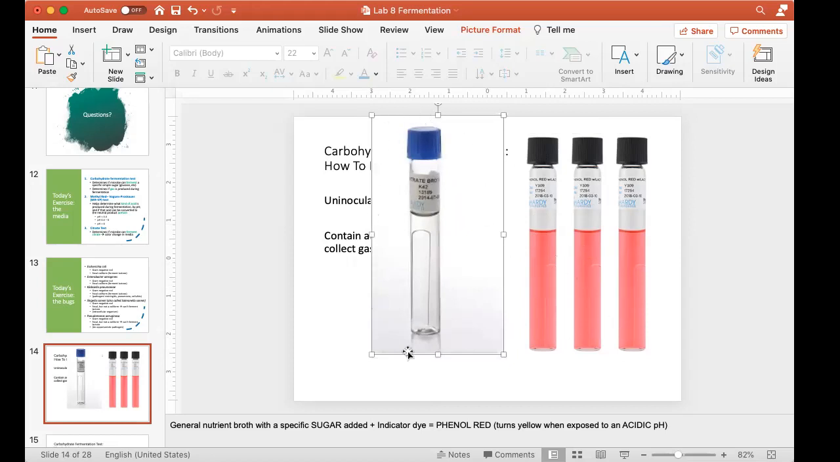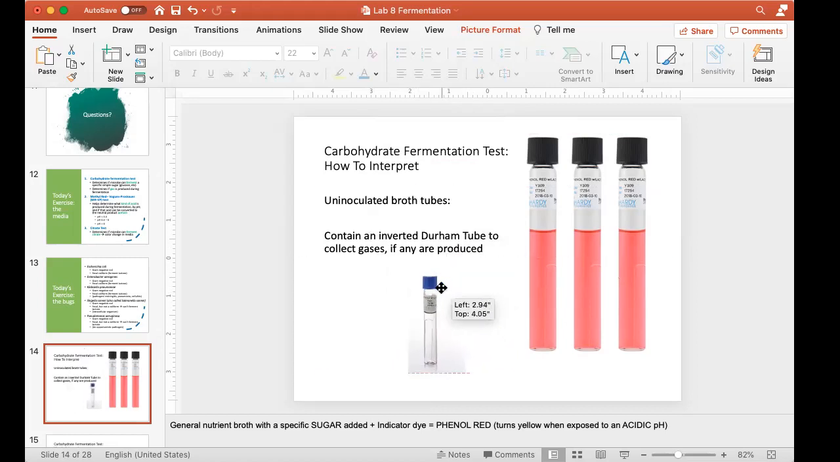So here's an empty test tube that has a Durham tube in it. Can you see it? It's right here. It's just a little glass tube, but you put it in here upside down inside the test media. And when you grow the microbe in here, as it ferments, if it releases any gases, some of the gases are going to get trapped in here. The gases, you remember, are going to rise up to the top, and some of them are going to get trapped in this little Durham tube. So again, you can make your own carbohydrate fermentation medium, but a lot of places buy it commercially.